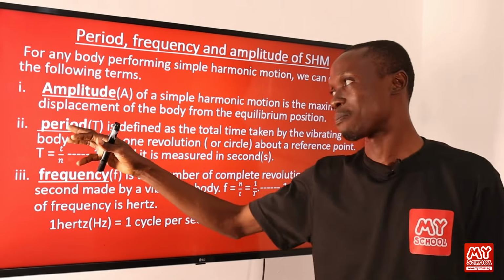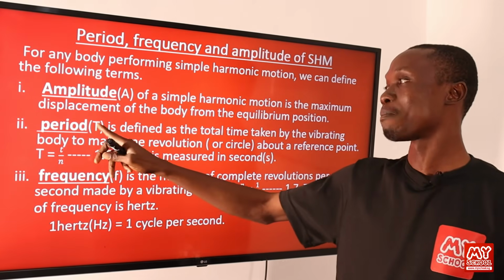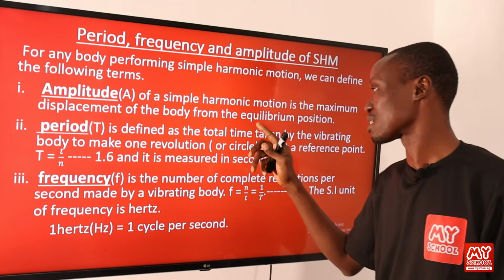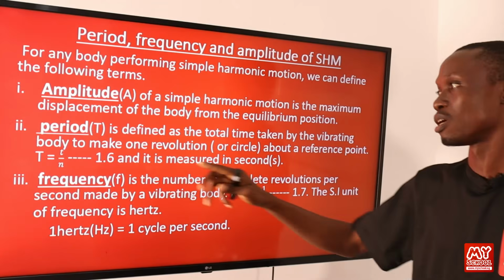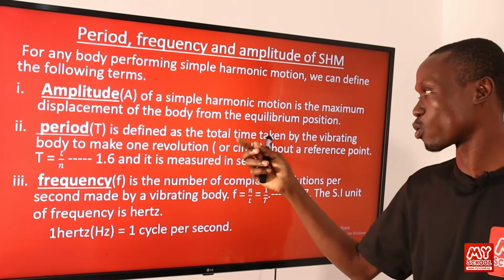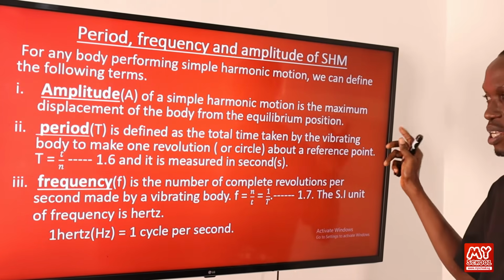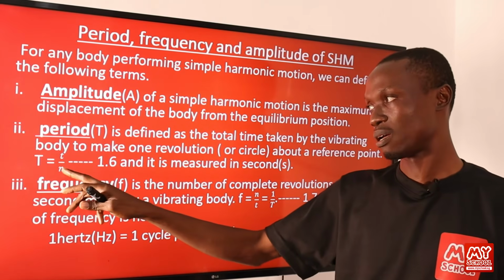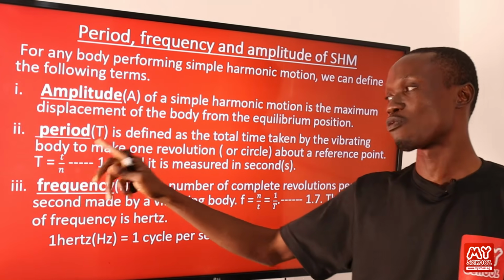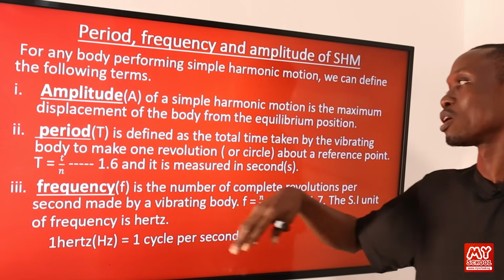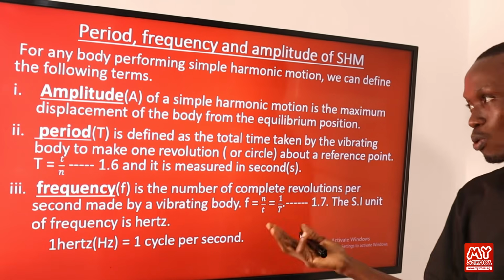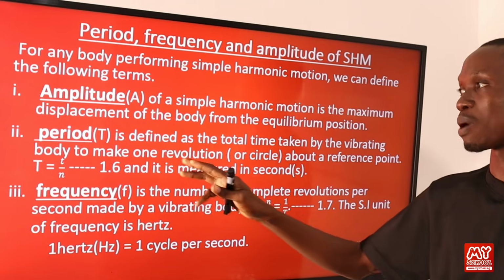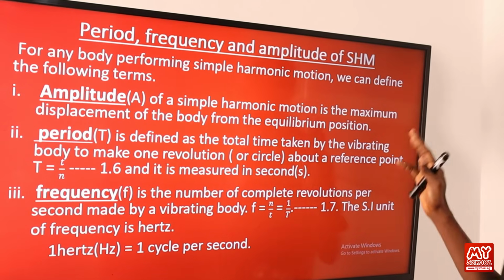So let's define the second term, period, and period is denoted by capital letter T. Period is defined as the total time taken by the vibrating body to make one revolution or circle about a reference point. So mathematically, period is equal to t over n, where t stands for time and n stands for the number of revolutions or number of circles, and we call this equation 1.6. And remember that period is measured in seconds.